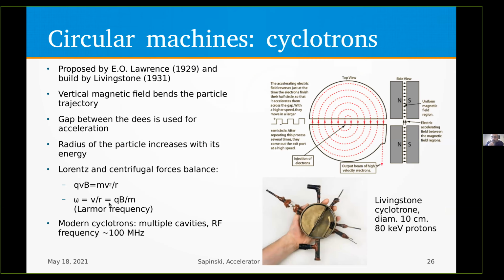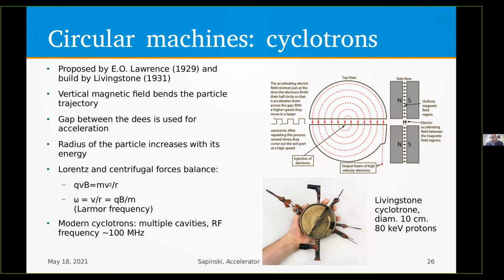I will say a few words again about cyclotrons. Maurizio already explained quite a lot about cyclotrons yesterday, but they are very important. Most of the hadron therapy machines are actually cyclotrons. They were proposed in 1929 by Lawrence and built by Livingston in 1931.